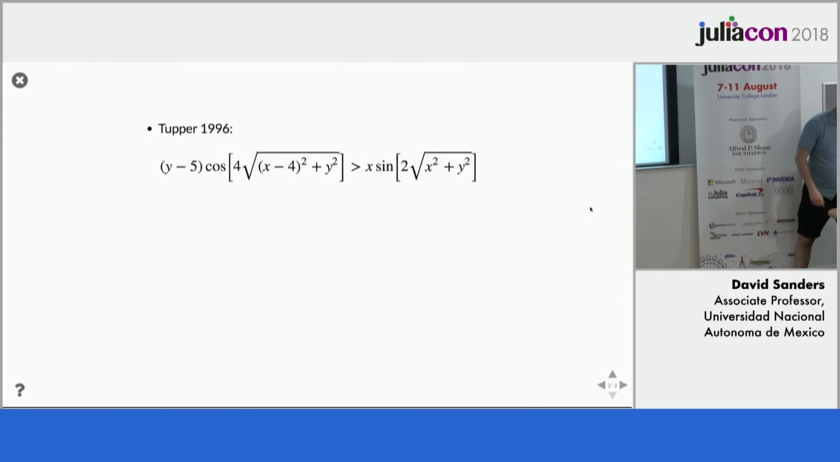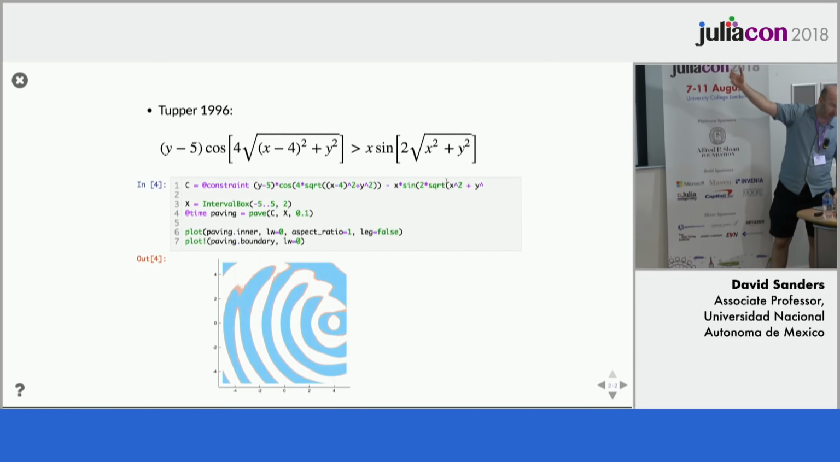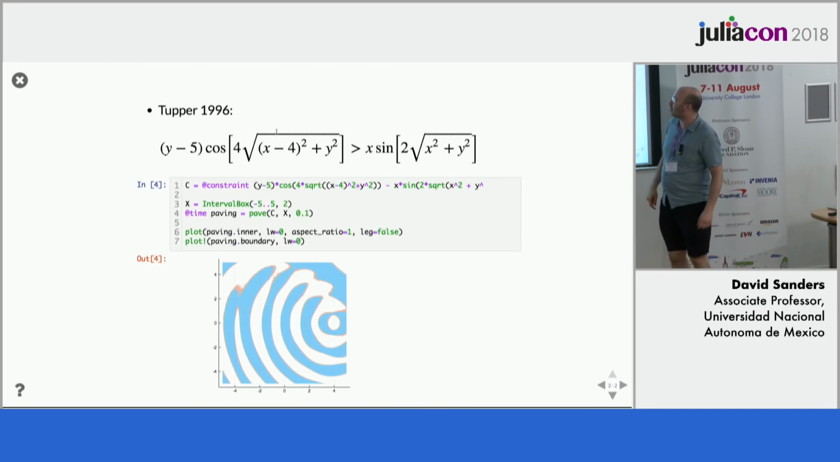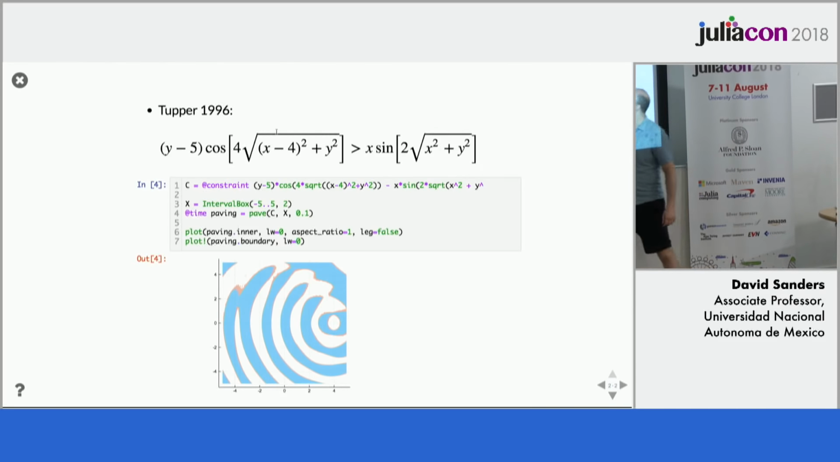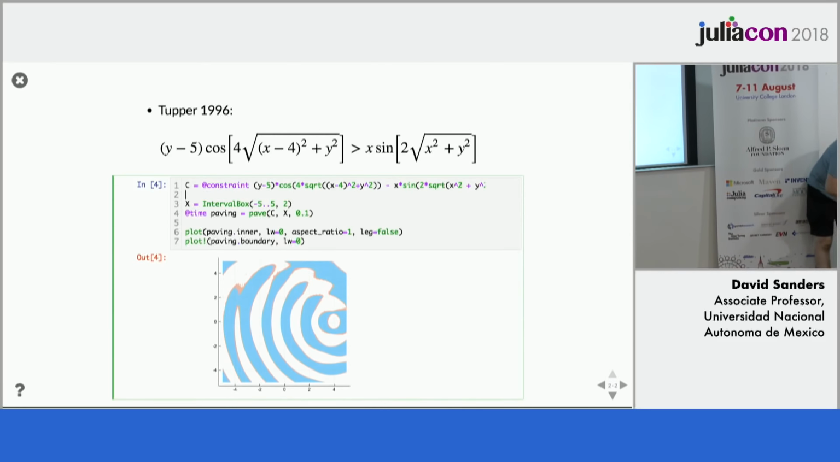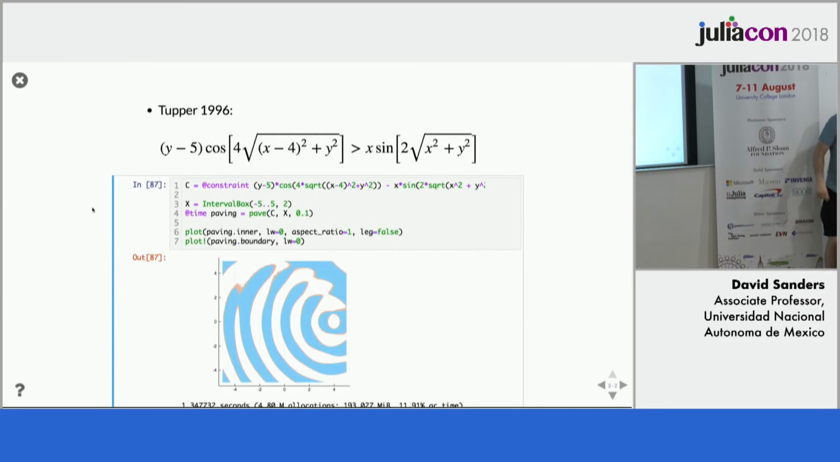Good, thanks. Here's another example that comes from a paper by Tupper. What is the set in the plane satisfied by this complicated inequality? In these 5 lines, in, I don't remember how long it takes, like 1 second, I can characterize, with some precision, okay, it's a bit more than 1 second.